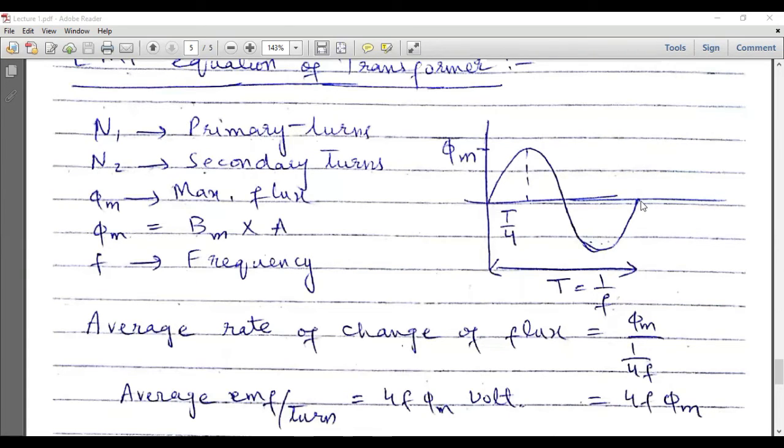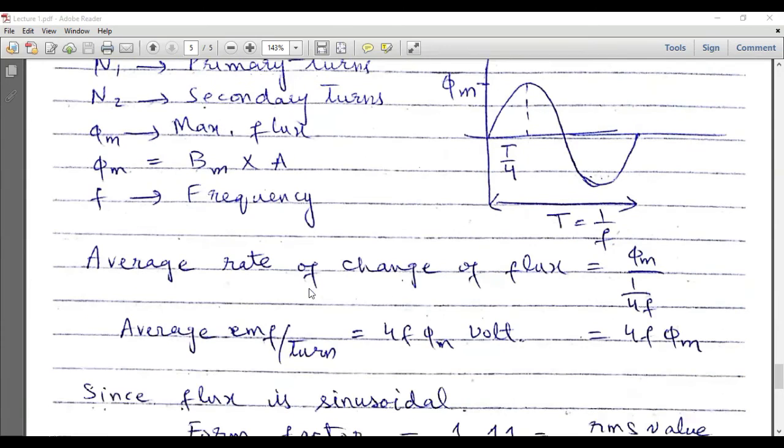If we consider the full cycle, then the average value will be equal to zero, because it is positive, same positive as it is negative. So either consider half cycle or a quarter cycle and divide it by either the half time period or a quarter time period respectively. So average rate of change of flux is equal to phi m divided by T by 4. So from here to this point, the flux has been changed from 0 to phi m, and from this point to this point, the time has been changed from 0 to T by 4. So their average value will be equal to phi m divided by T by 4.